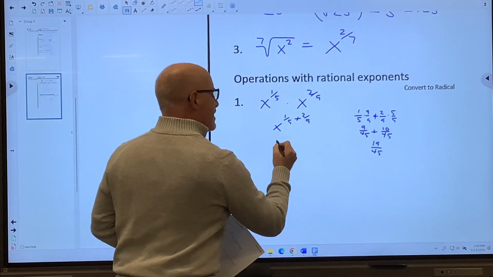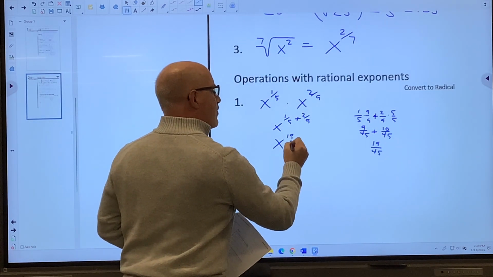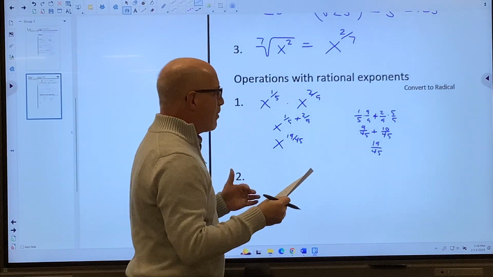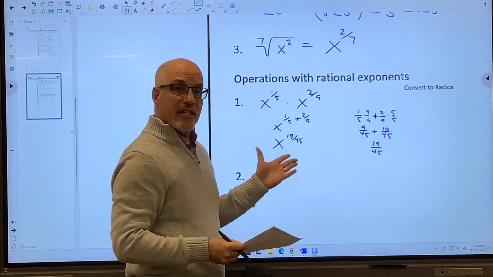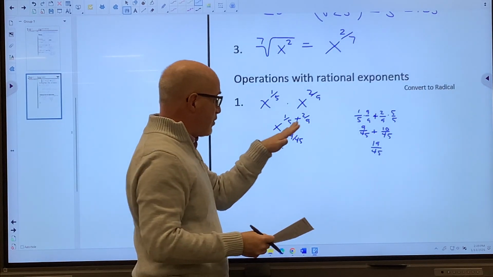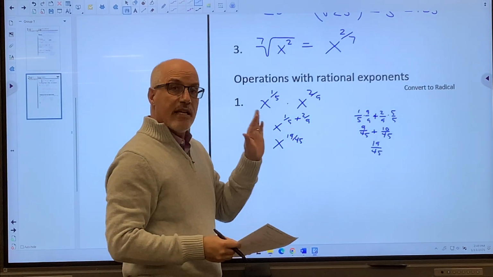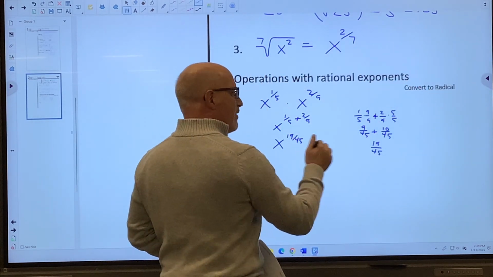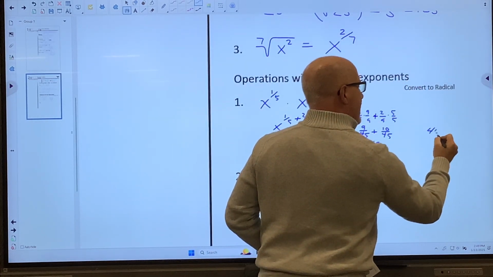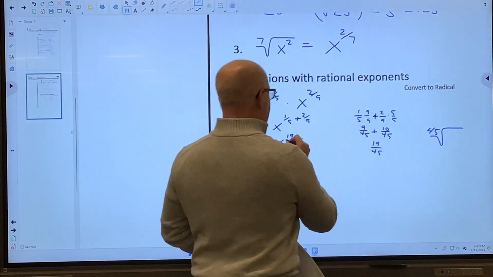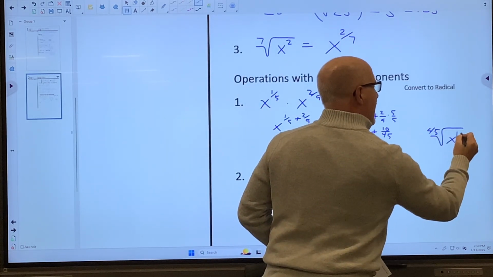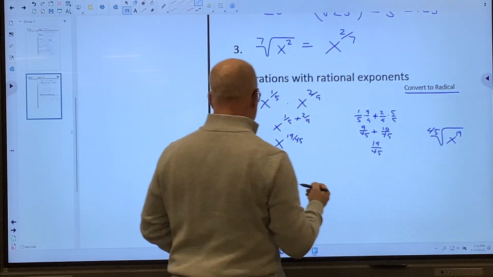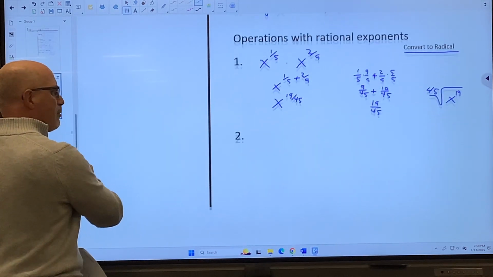So if I were to write this as x to the 19/45 power, now when I get that, that is one way to leave it if it doesn't say to convert it. So this would be my answer if I'm doing it in exponent form. If I convert it to a radical, I make that 45 into my index and the numerator as my exponent. So that would be what it would be when I convert it to a radical. Let's do one more example.